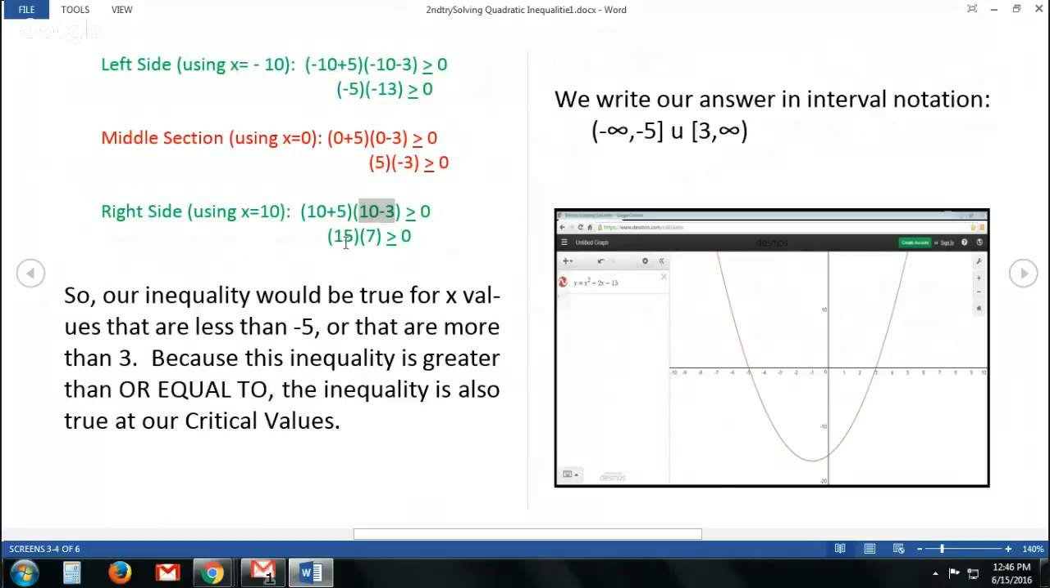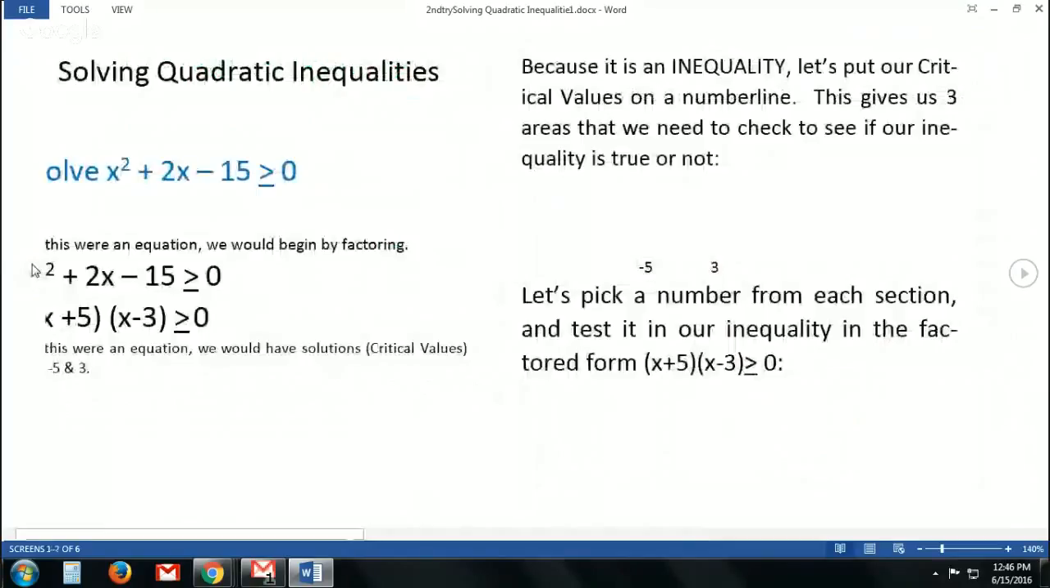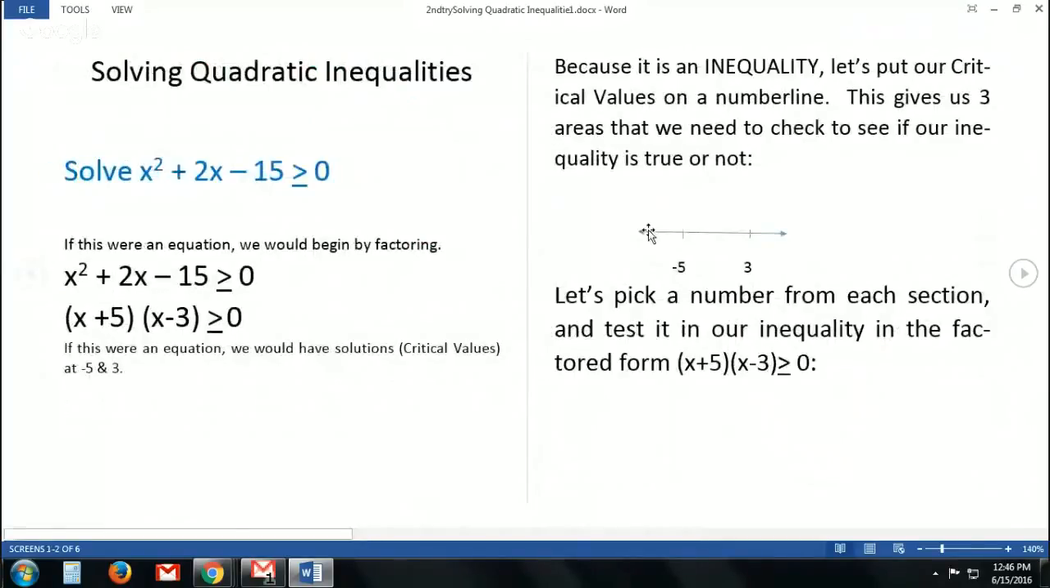If you want to multiply those together, you can, but all that matters is a positive times a positive gives me a positive, and that is greater than or equal to 0 would be true. So the right side of this picture works also. That means when I look at my number line, the left side of the picture worked and the right side of the picture worked, but the middle section fails to work.